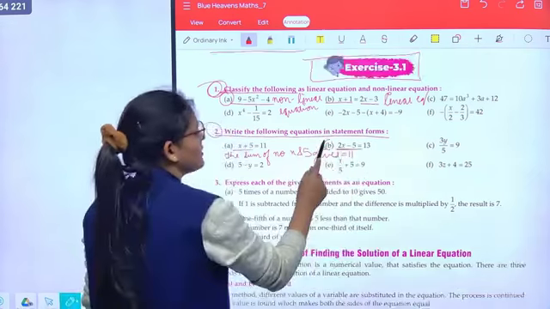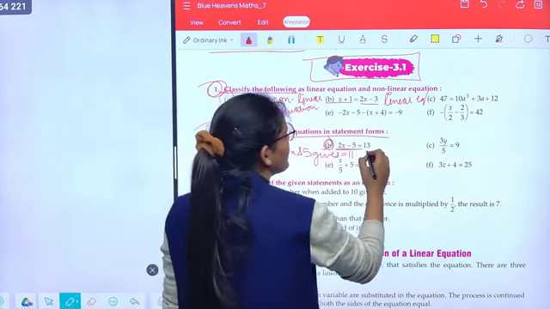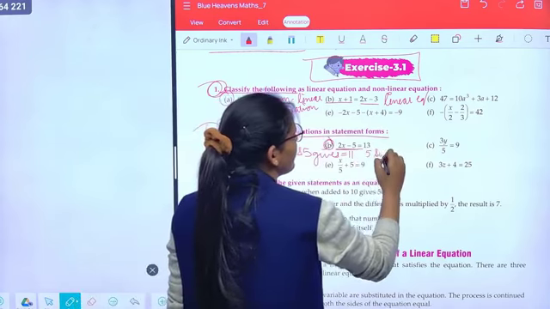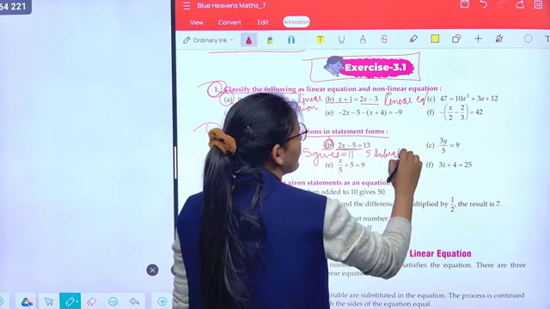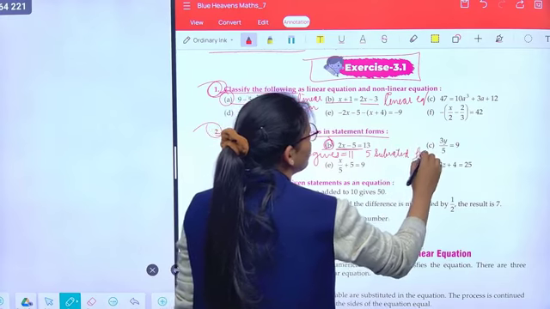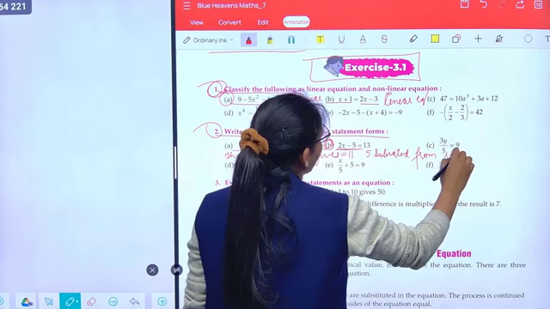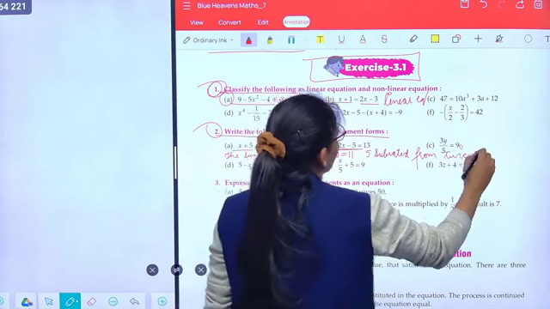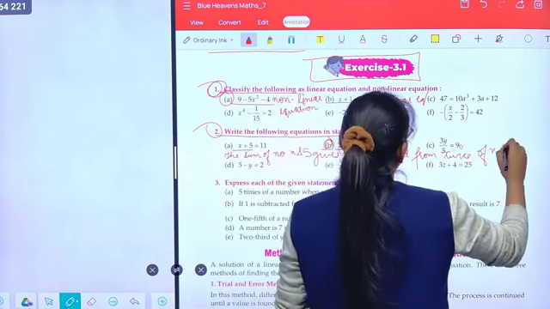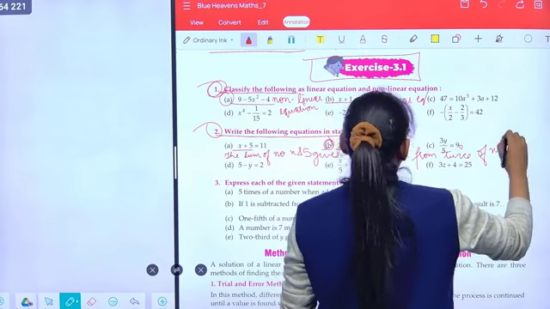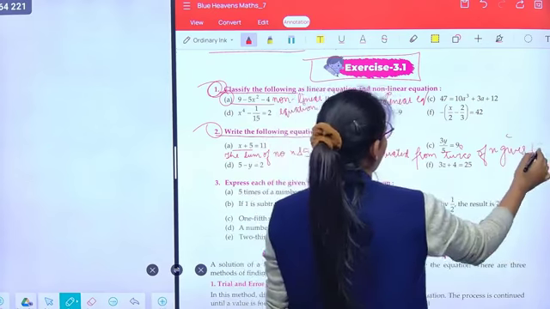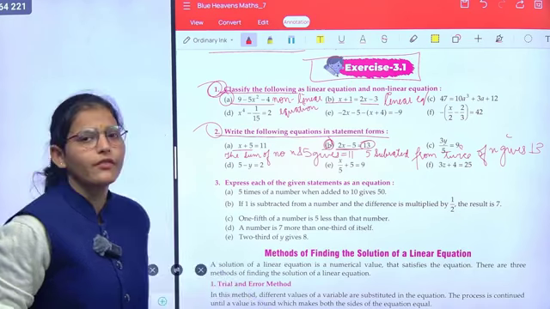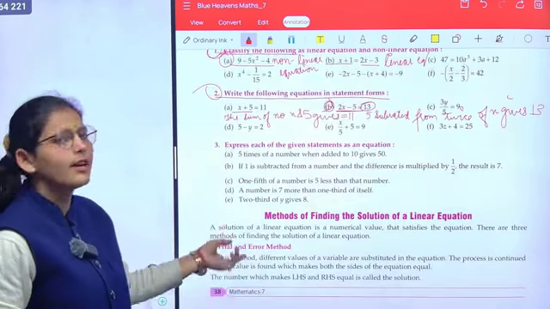Now class, see the B part. Class यहाँ पर आप लिख सकते हैं 5 subtracted from twice of x gives, क्या दे रहा है क्लास में? 13. 5 subtracted from twice of x gives 13. Rest of the parts do yourself.